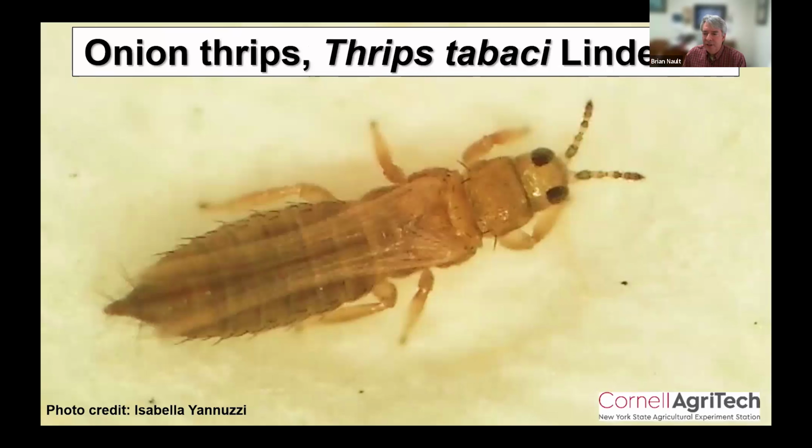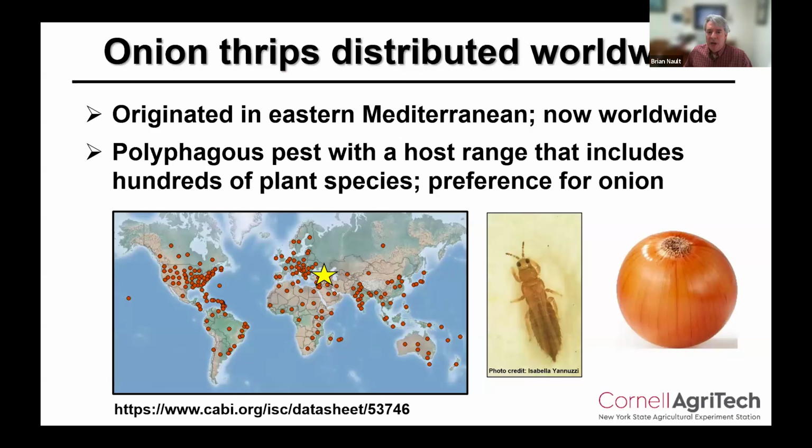Okay, here is the insect of the hour, onion thrips. Scientific name is Thrips tabaci. It belongs to the order Thysanoptera and the family Thripidae. And this family Thripidae contains a lot of thrips pests of agricultural crops. So onion thrips originated in the Mediterranean region. And of course, it's now distributed across the world. And this insect has an enormous host range, includes hundreds of different plant species, but it really likes members of the Allium genus, in particular onion.